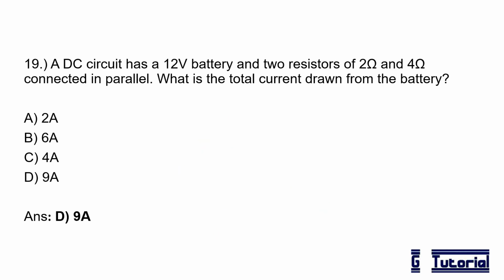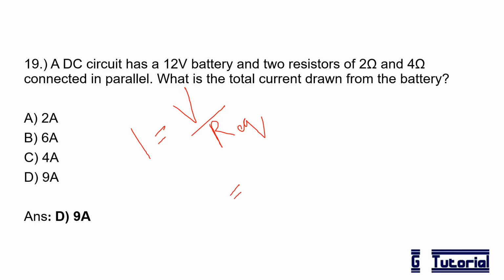This is the next question. A DC circuit has a 12-volt battery and two resistors, 2 ohm and 4 ohm, connected in parallel. What is the total current drawn from the battery? We know that the current drawn from the battery I is given by V by R. Here R is the combination of two parallel resistances, so V by R equivalent. R equivalent for a parallel circuit is R1 R2 by R1 plus R2.